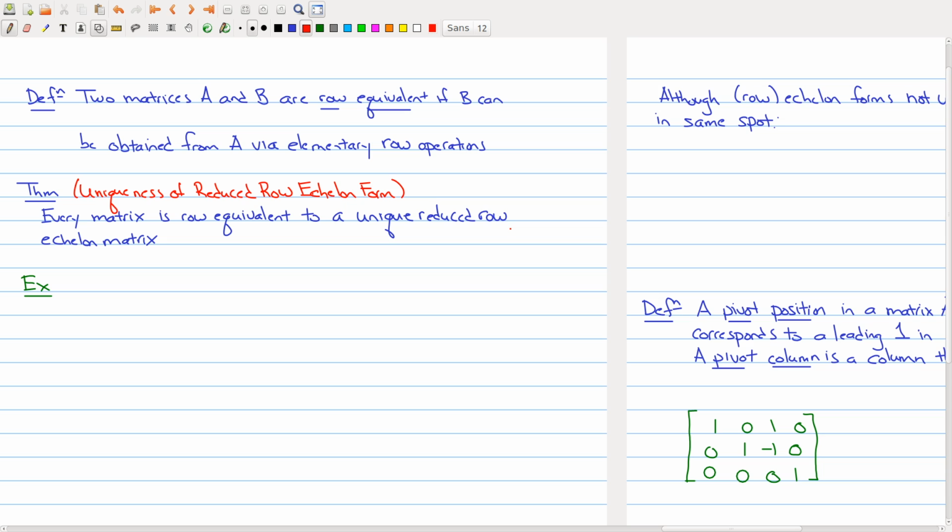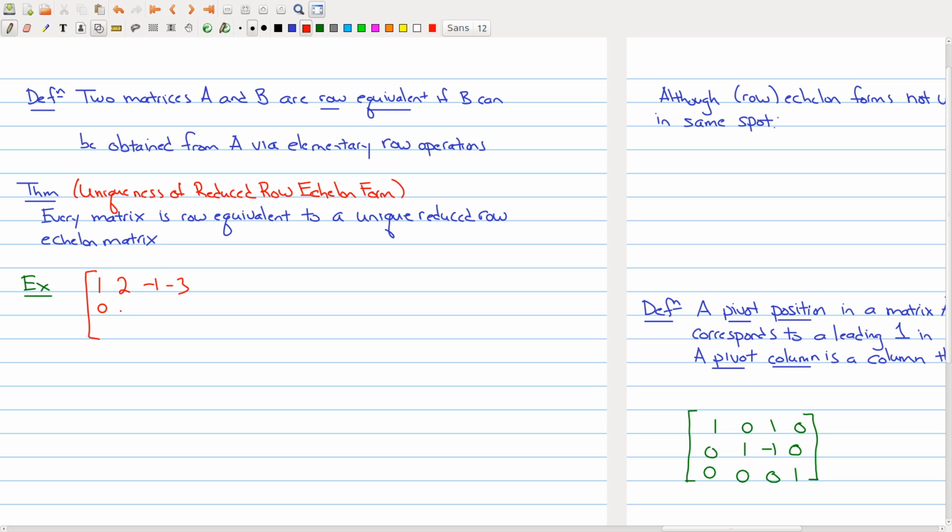Now, if I asked you to put it into echelon form, then that would not necessarily be true. You may start with the same matrix and end up with different echelon forms. So the beauty of this theorem is that for any matrix, it may not look like there's a uniqueness property going on, but if you force it into its reduced row echelon form, then you get a unique form.